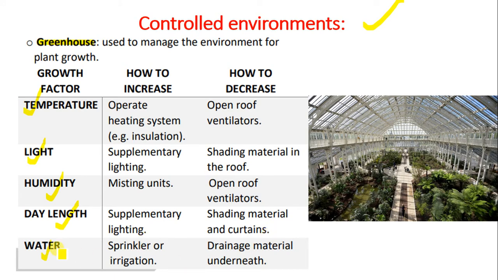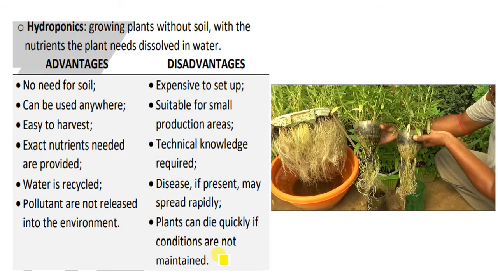While water has to do with sprinklers, use a sprinkler, which is a method of irrigation. How to decrease it? Drainage materials are usually underneath the plants to decrease it. So hydroponics, as you can see from the diagram, is growing plants in the absence of soil. So when you grow plants in the absence of soil, that process is termed hydroponics. Now it has advantages and disadvantages.